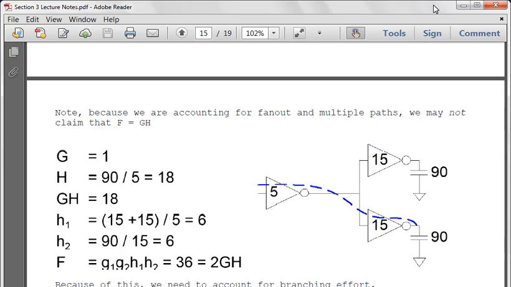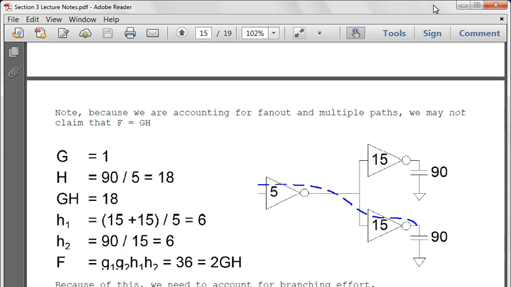And then we know that F, if we multiply here, this becomes 6 times 6, 36, which is 2 times our previously calculated value here. So now we've just proven that we can't just claim that F equals G plus H because we have to worry about multiple paths. So we have this concept of logical effort, we have electrical effort. So now we're going to introduce another concept called branching effort.